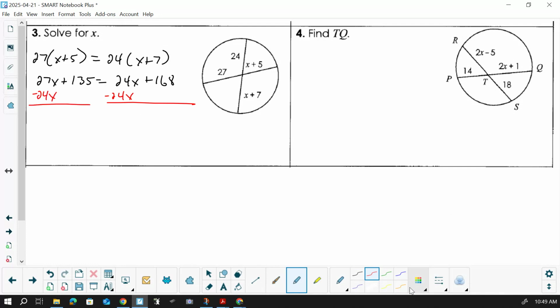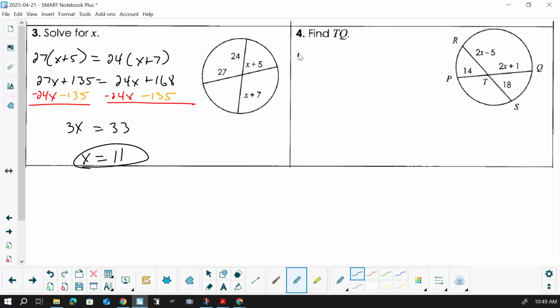And while I'm at it, I'm going to go ahead and subtract 135 from both sides. 27 minus 24 is 3. That's gone. This is gone. 168 minus 135 is 33. So x is 11. TQ. All right, let's see here.